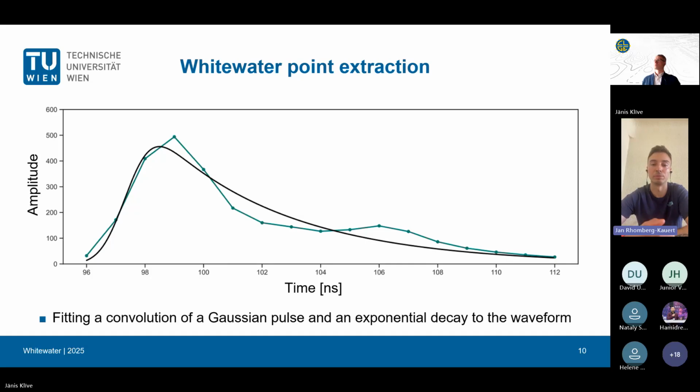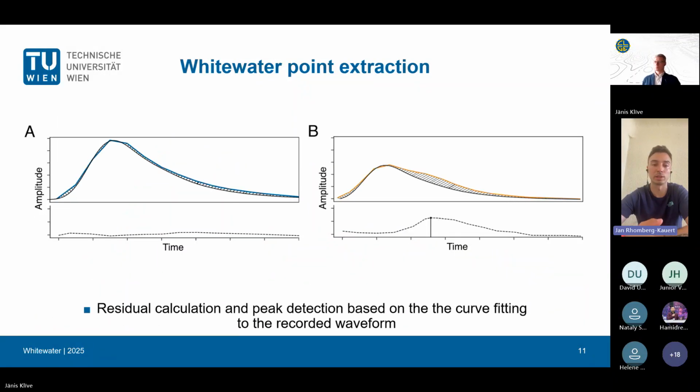On the other hand, for the white water point extraction, we fit a Gaussian pulse convolved with an exponential decay function to the recorded echo and then look at the difference, which we call the residual. And basically, when we analyze this residual, there are 2 different options that we can look at, or results we will see later on.